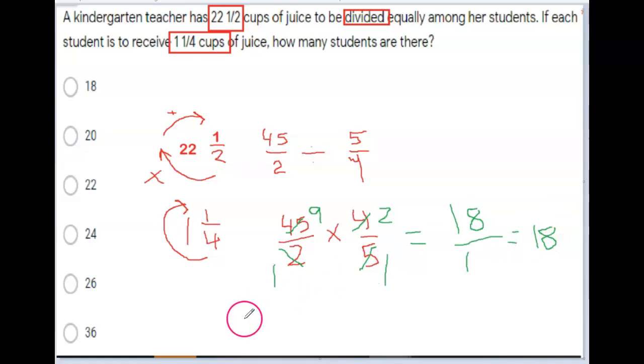When I work that out, I get 18. And there's my answer. Now, a lot of these word problems that have these fractions in them, you're doing the same thing. Make sure you turn them into an improper fraction first, and then you can figure out the rest of the problem.